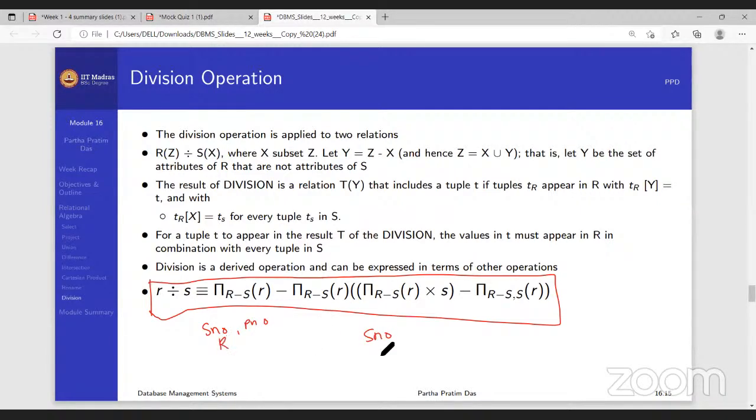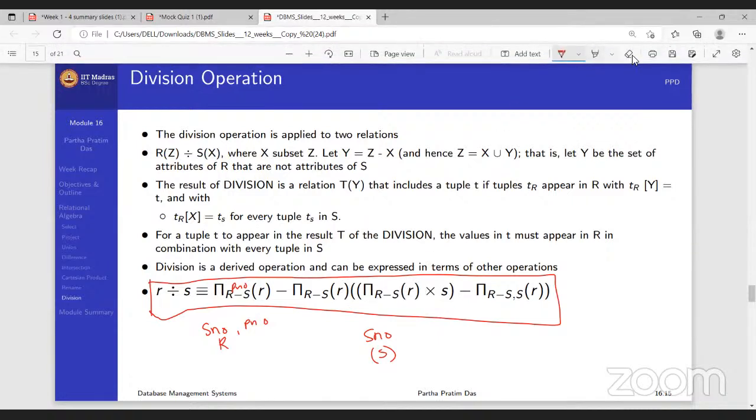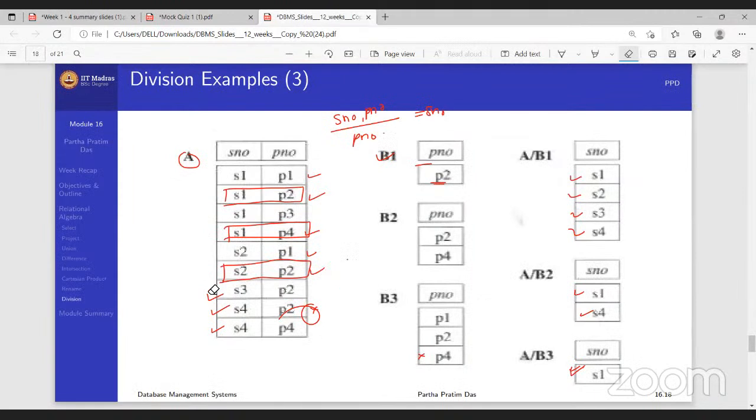So let us consider this R and let us consider this S. Now here R minus S means it is P number. We are projecting P number from the relation R. Yeah, this is R and this is S. If you apply this condition, you will come to the same result, right? Then we are applying the cross product with the S itself. So the same logic is applied there also. You can try out this expression by applying all the three cases, P1, P2, P4. You get the same answer.